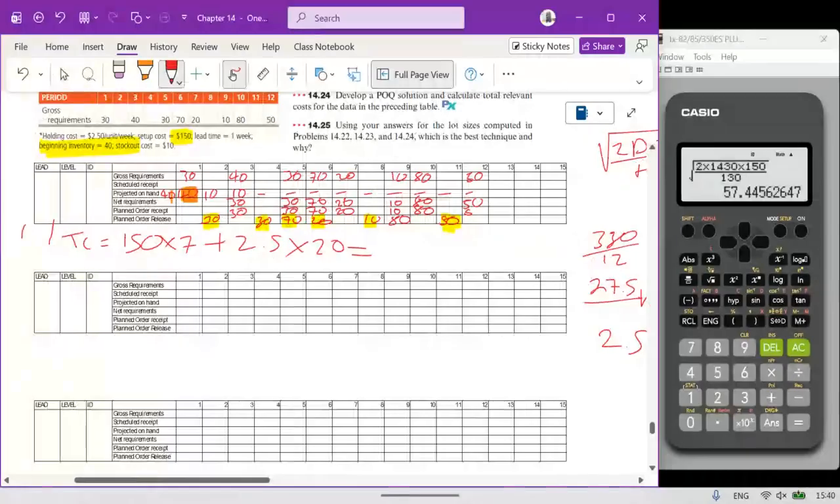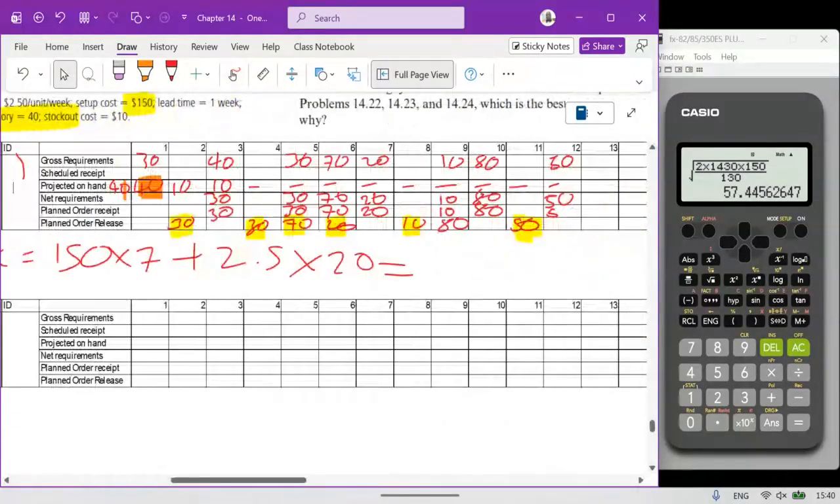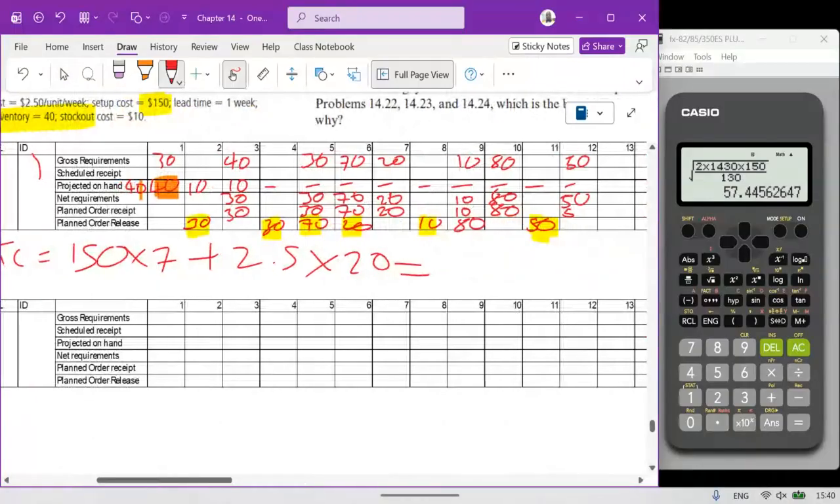I am sure you wish you could copy and paste, but it's fine. It'll be fast. Week 1 is 30, 40, 30. 5 is 30. 6 is 70. 7 is 20. 8 is 10, 9 is 80, and 10 is 50.